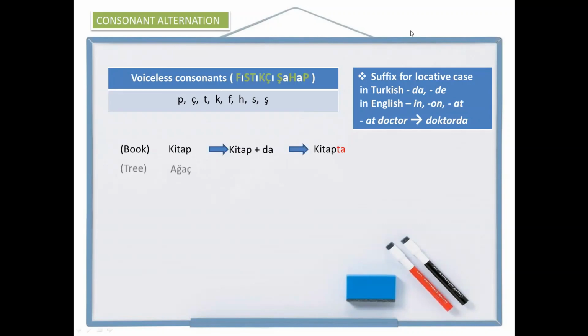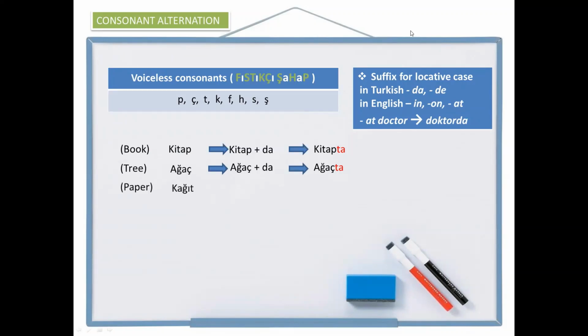Let's see another one. Ağaç, tree. I want to say on the tree. Ağaç, da. But the last consonant, as you see, is a voiceless consonant. So the suffix alternates itself to ta. Ağaç, ta.